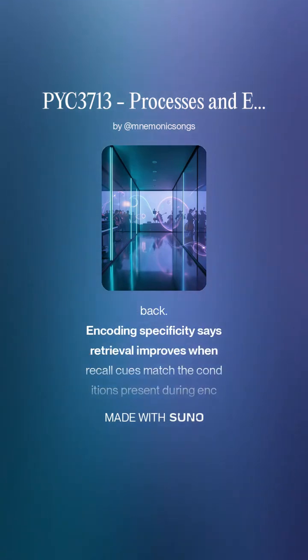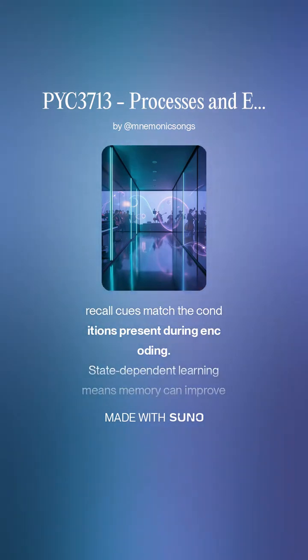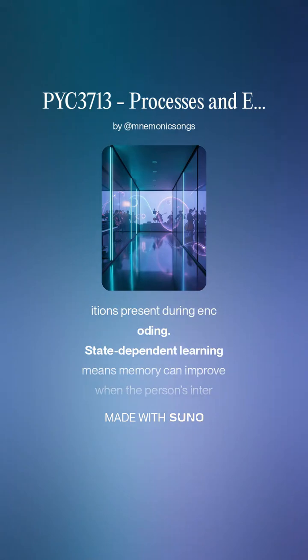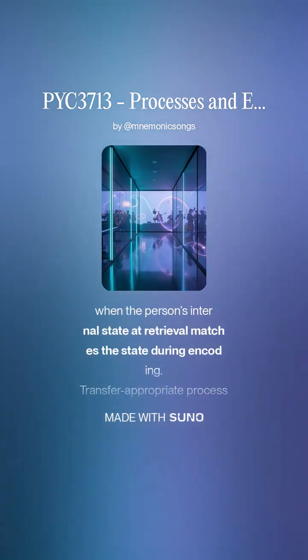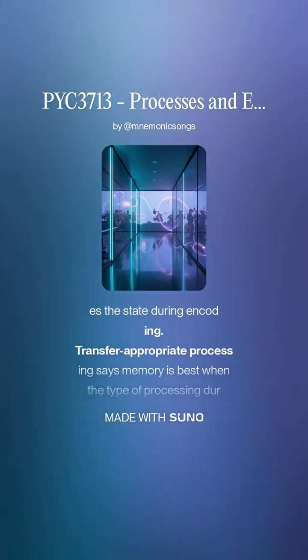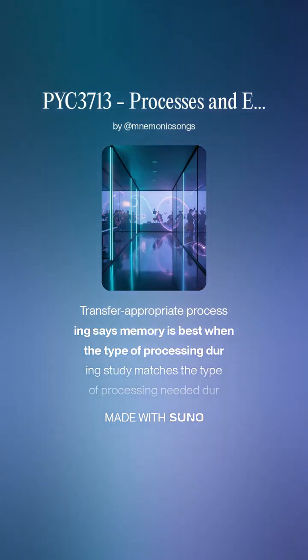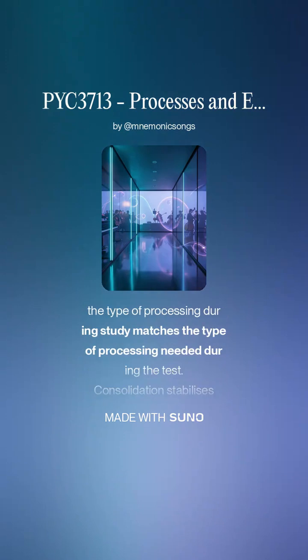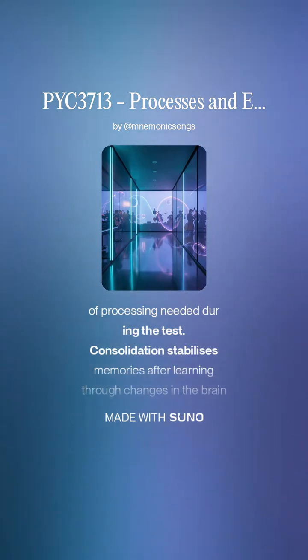Encoding specificity says retrieval improves when recall cues match the conditions present during encoding. State-dependent learning means memory can improve when the person's internal state at retrieval matches the state during encoding. Transfer appropriate processing says memory is best when the type of processing during study matches the type of processing needed during the test.